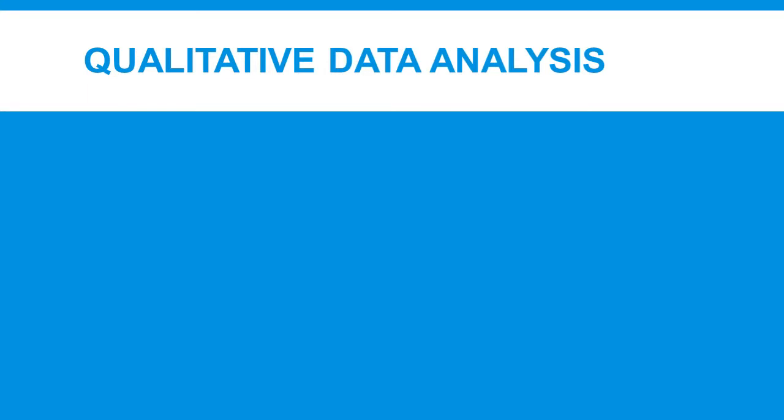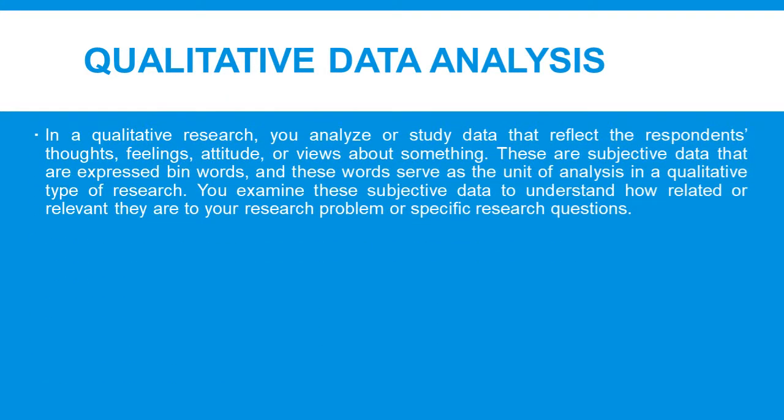So what is qualitative data analysis? In a qualitative research, you analyze or study data that reflect the respondents' thoughts, feelings, attitudes, or views about something. These are subjective data that are expressed in words, and these words serve as the unit of analysis in a qualitative type of research. You examine this subjective data to understand how related or relevant they are to your research problem or specific research questions. That is why qualitative data analysis is very important, because you are going to decide if the given data is related or not to your specific research questions.